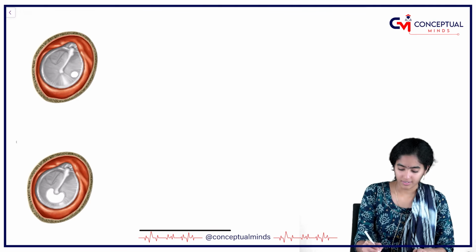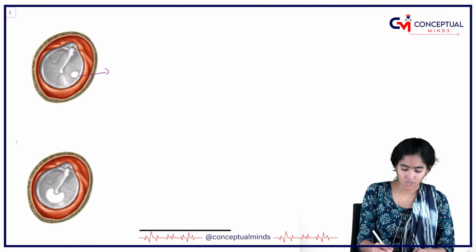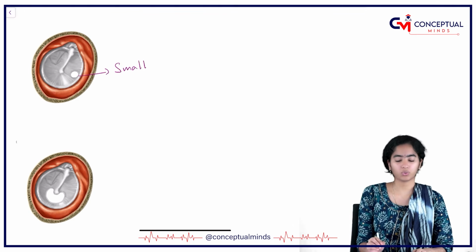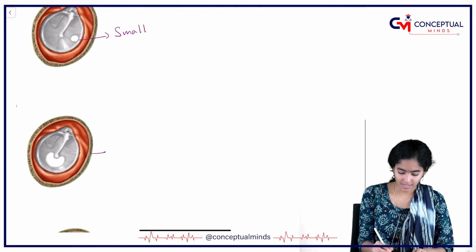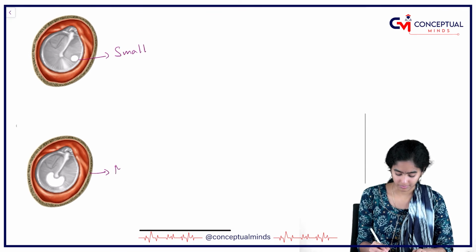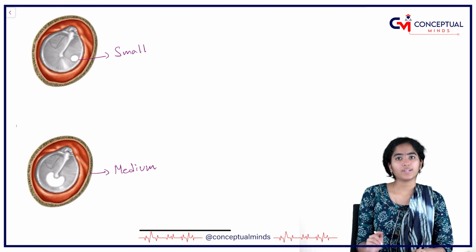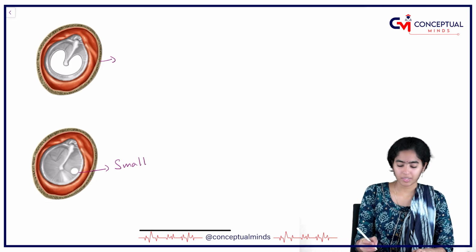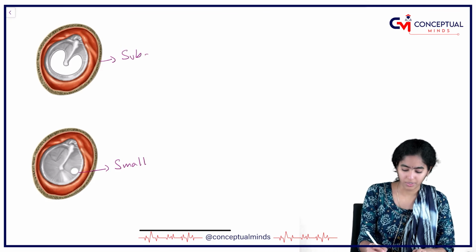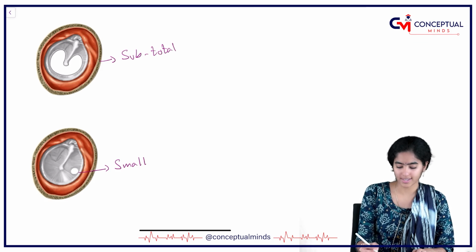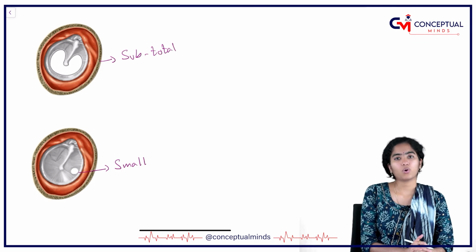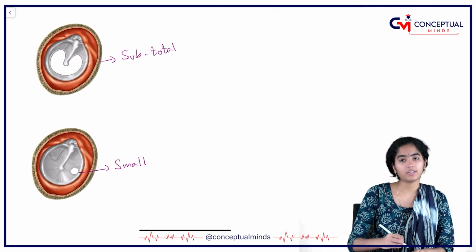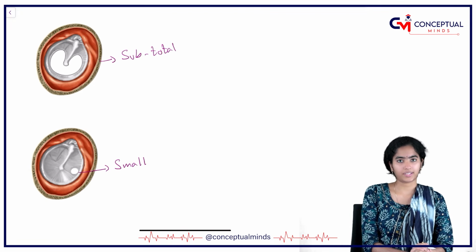This, as you can see here, is a small perforation involving only a single quadrant, and this is a medium perforation involving two quadrants, and I can show you an image, and this is an image of a subtotal perforation where more than two quadrants are involved. And total perforation is where the entire tympanic membrane is perforated.